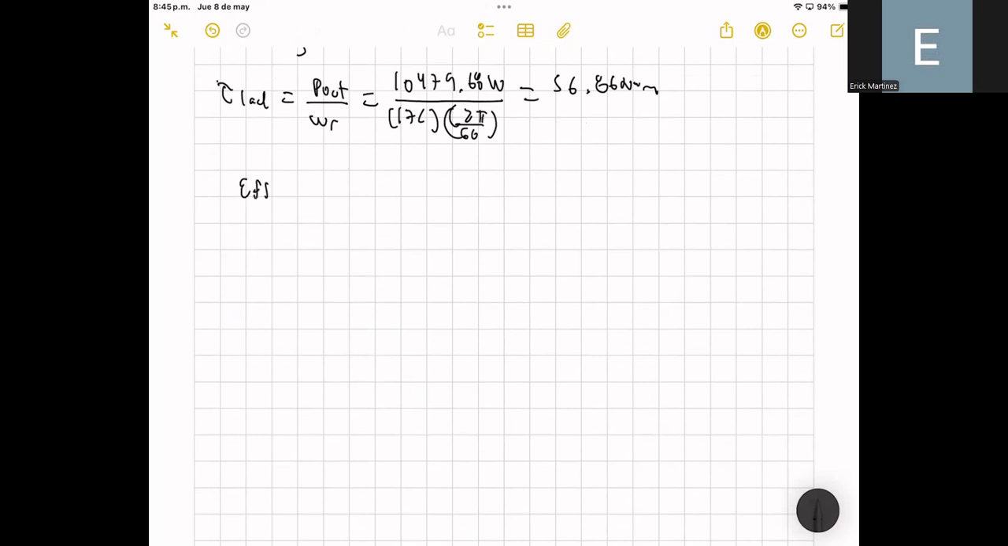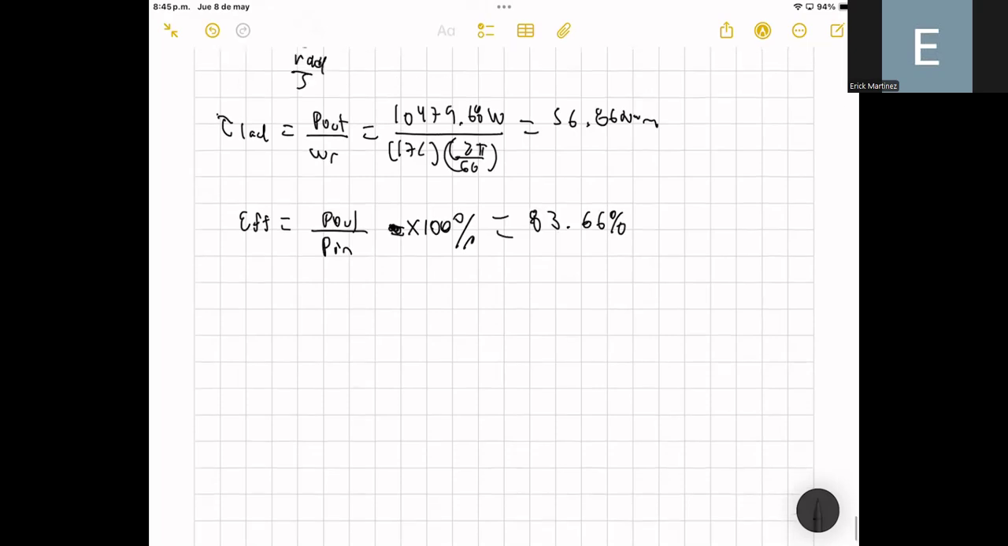Okay, because we know the output power, and we also know the input power, and we can multiply this by 100. And you will get the following result, that is 83.66%. Okay, this is efficiency.